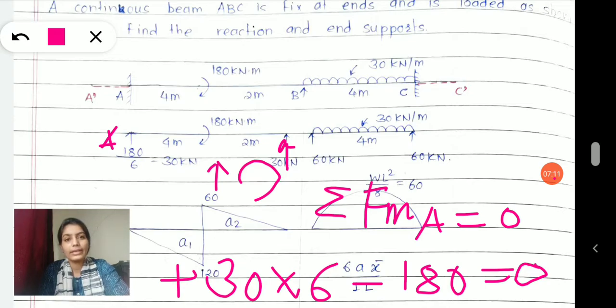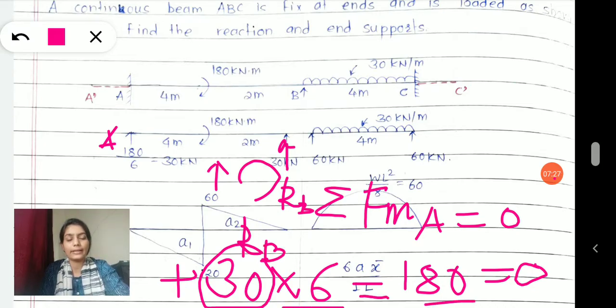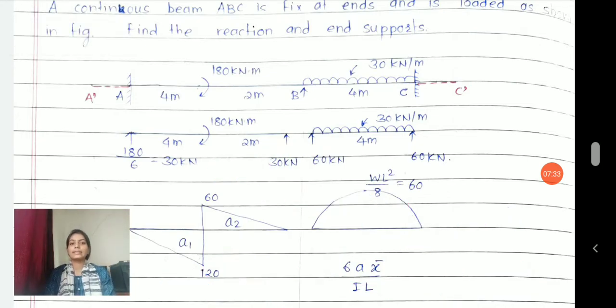Here I have written 30 directly. You should remember this is the unknown. Actually you have to put RB. I have already calculated RB, and that's why I wrote 30 there, but here the equation will be RB into 6 minus 180. So 180 divided by 6, how much will it be? 30 kilonewton. So your answer is 30 kilonewton for the reaction at the B end of one span.